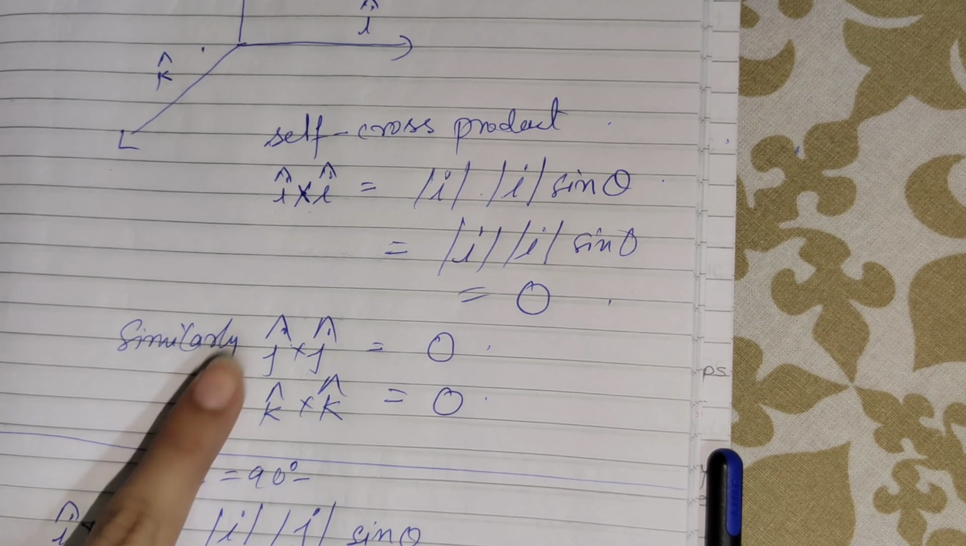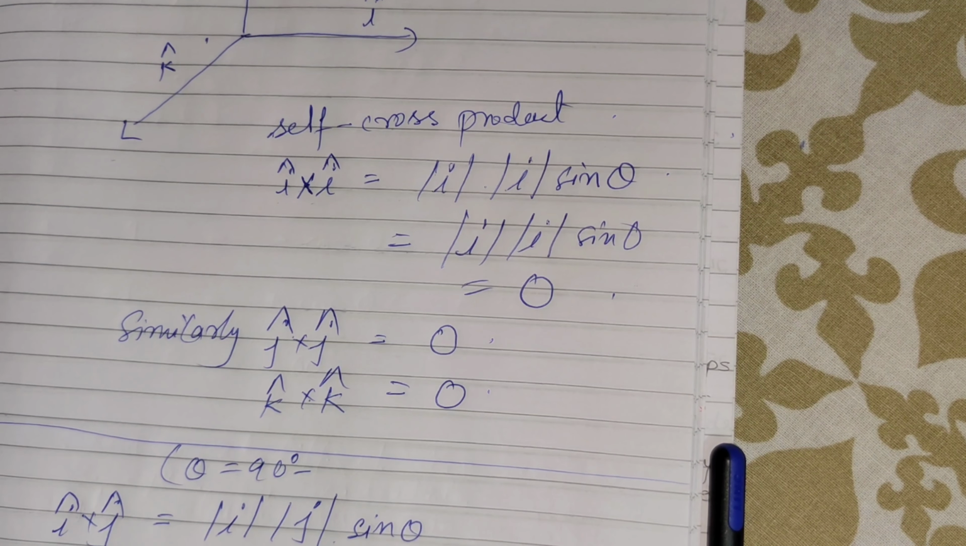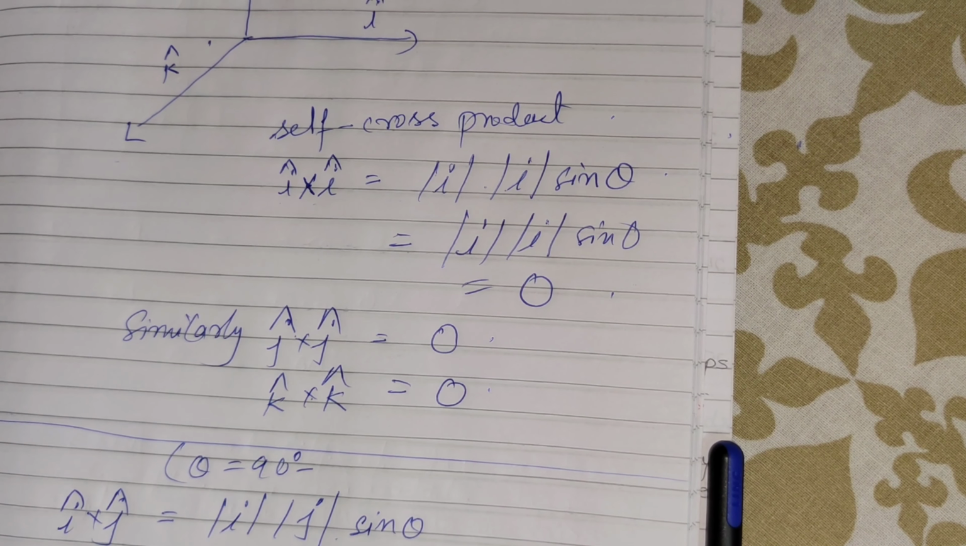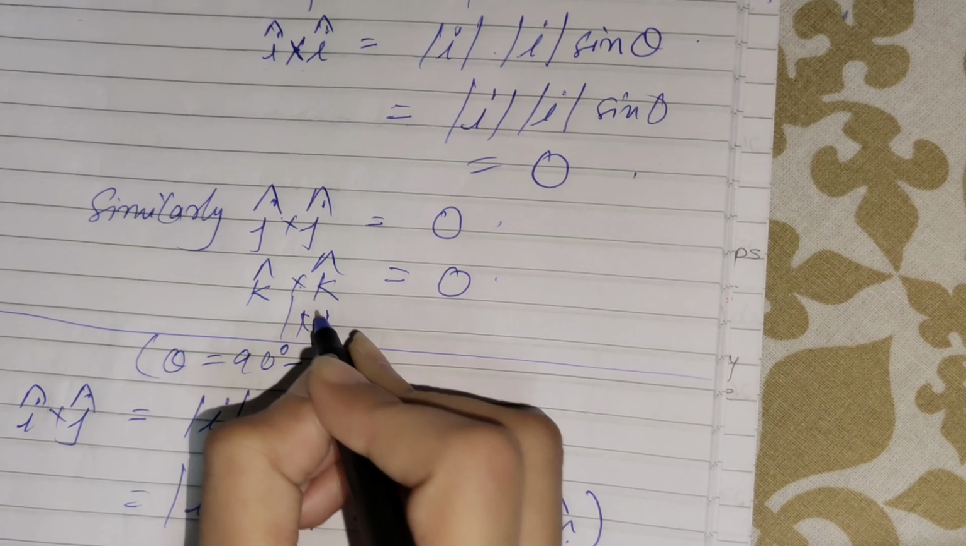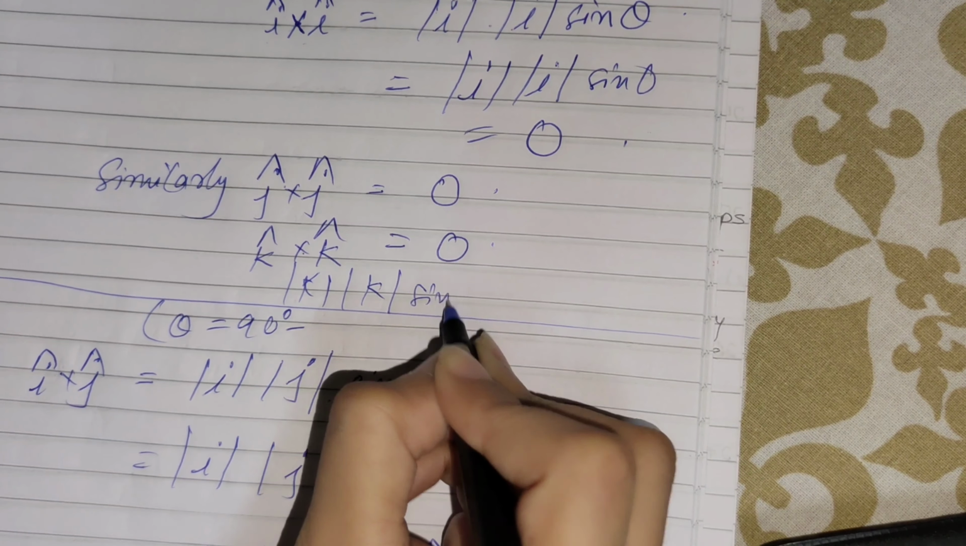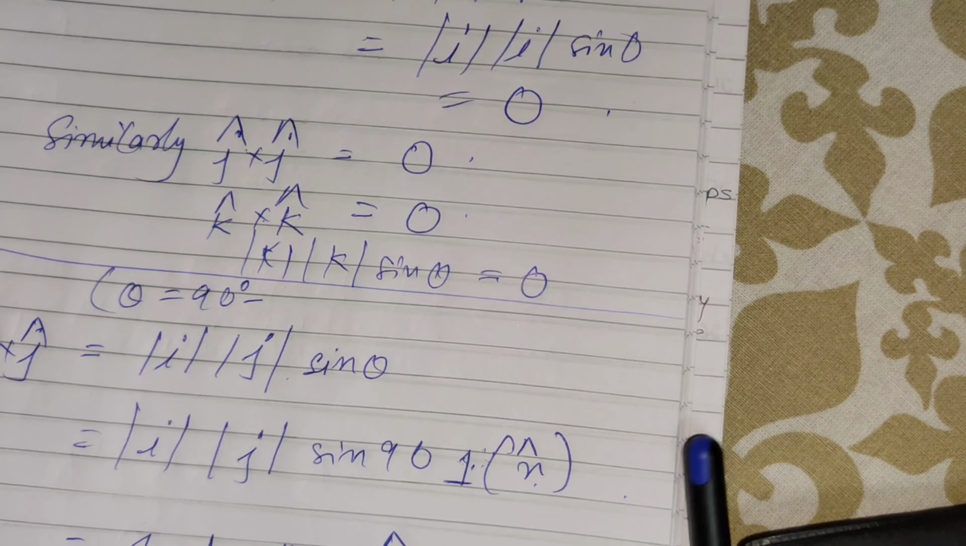Similarly, vector J cross vector J would be mod J mod J sine theta, which is sine zero. Similarly, vector K cross K, mod K mod K sine zero is zero, isn't it?